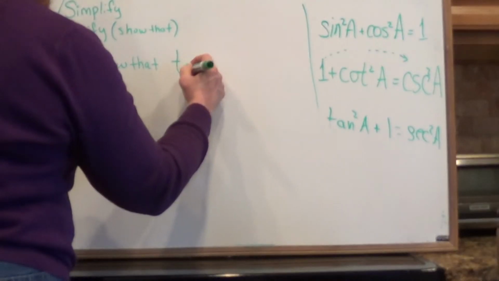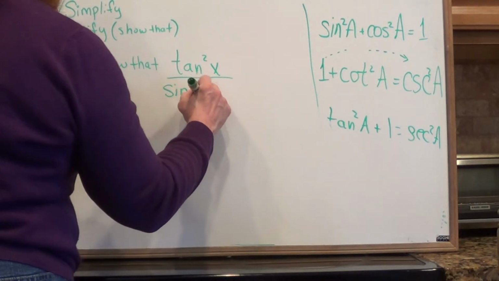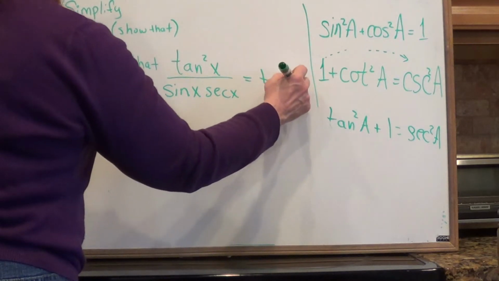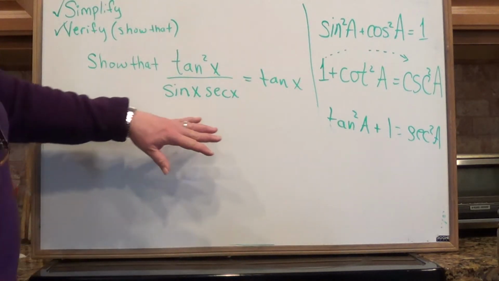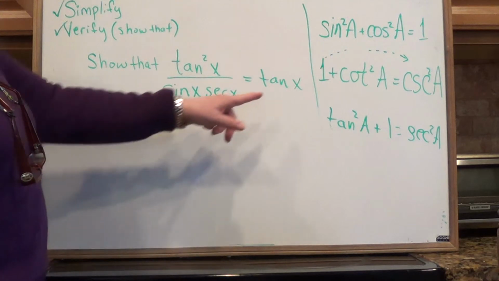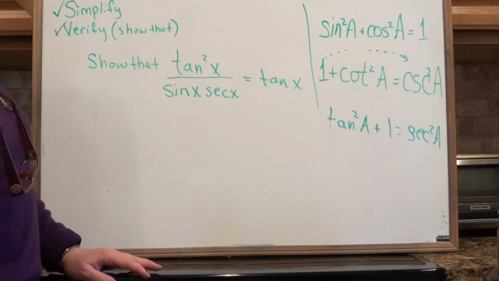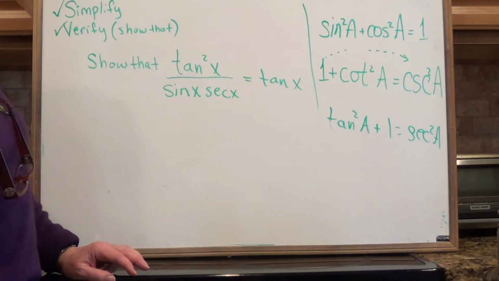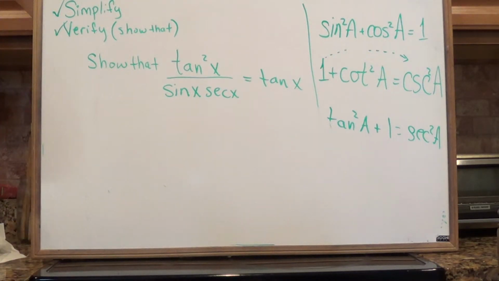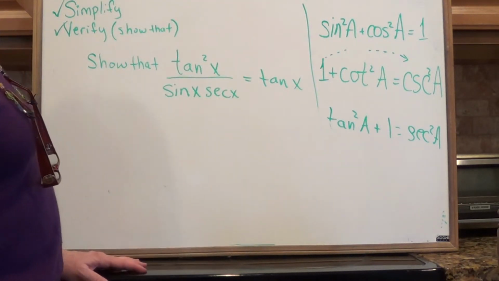Show that tangent squared x over secant x equals tangent x. So this is a little nicer to us because we know where we're supposed to end. So we just have to mess with this until it looks like that. So let's have a pause point and just see what your first instincts lead to and see how far you can get. So turn it off or pause it and just look at that one. See if you can make some substitutions and get over to tangent x.